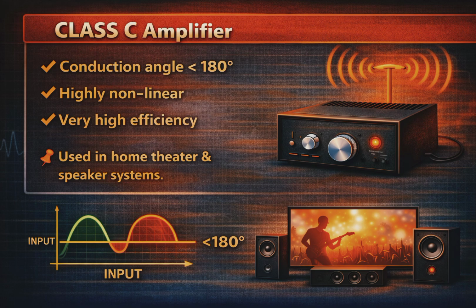Class C amplifier. Now let's move to the Class C amplifier. Class C amplifiers are very different from the previous types. In this amplifier, the conduction angle is less than 180 degrees. This means the transistor conducts only for a small portion of the signal cycle. Because of this short conduction period, the output signal becomes highly distorted. However, the advantage is that Class C amplifiers have very high efficiency.